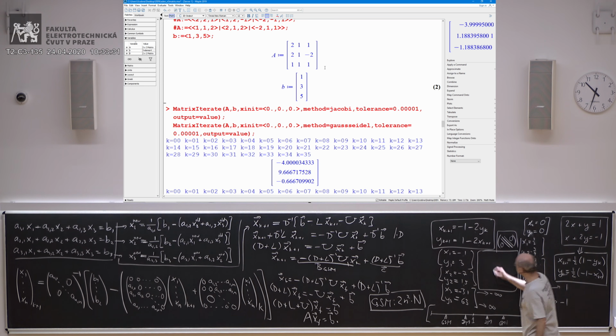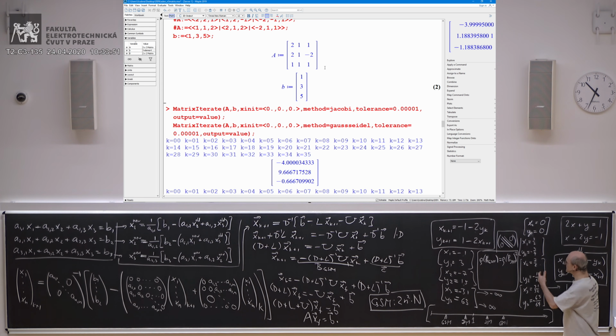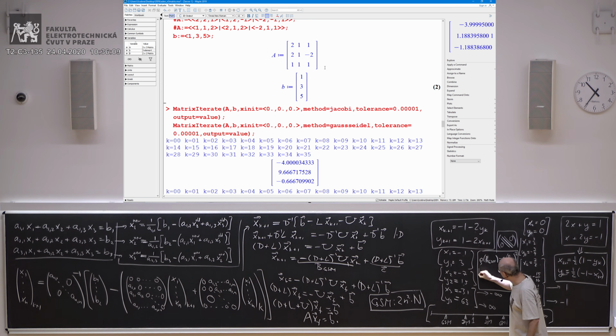Now, for tridiagonal matrices, the spectral radius of the Gauss-Seidel iteration matrix is the same as the spectral radius of the matrix from the Jacobi iteration, but squared, which exactly corresponds to this picture. When the Jacobi iteration diverges, then this number is larger than 1. You square it, you get a larger number. But if Jacobi converges, you get a number smaller than 1. You square it, you get an even smaller number. So that perfectly fits.